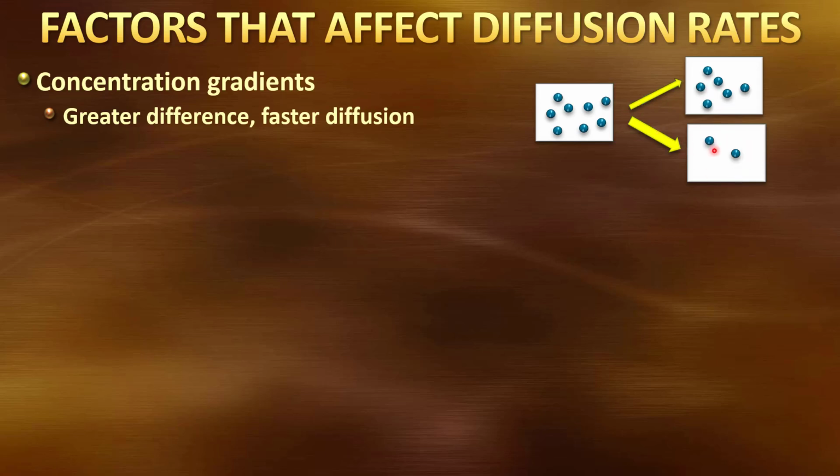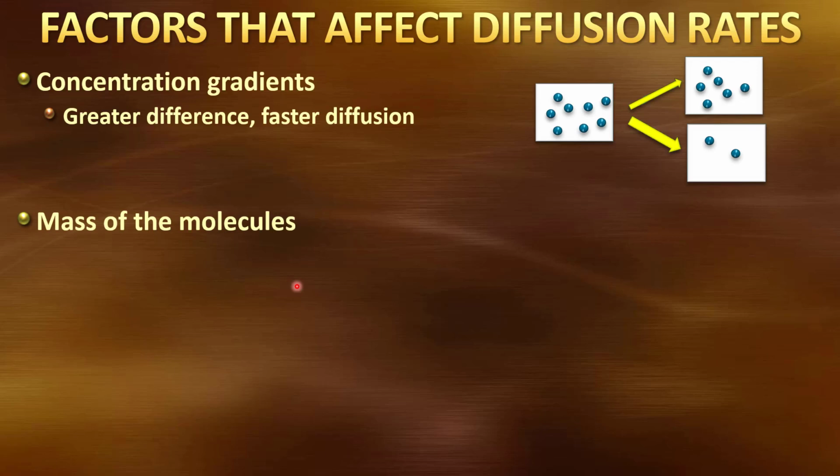If we look at the bottom one, we have a big gradient. So there's a big difference in the concentration between those two. If there's a bigger gradient, then the diffusion rate is faster. So that's why we have this arrow bigger, because we have more diffusion this way because of the difference in the gradient. Another thing that affects diffusion is the mass of the molecules.